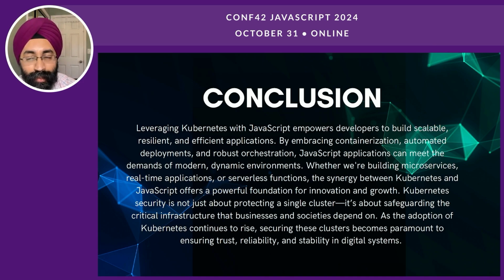Now I'm almost at the conclusion part of my talk. We have discussed a lot about security, how we can prevent our applications from vulnerabilities, how we can secure our JavaScript applications, and we also went through some examples. So concluding my talk, leveraging Kubernetes with JavaScript empowers developers to build scalable, resilient, as well as efficient applications. By embracing containerization, automated deployments, and robust orchestration, JavaScript applications can actually meet the demands of modern dynamic environments. Whether we are building microservices, real-time applications, or serverless functions, the synergy between Kubernetes and JavaScript offers a very powerful foundation for innovation and growth.